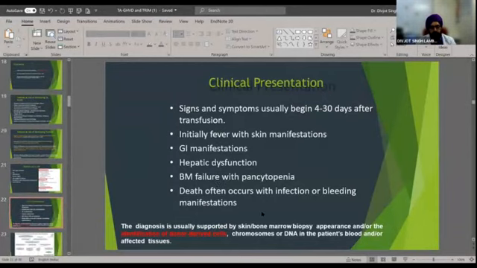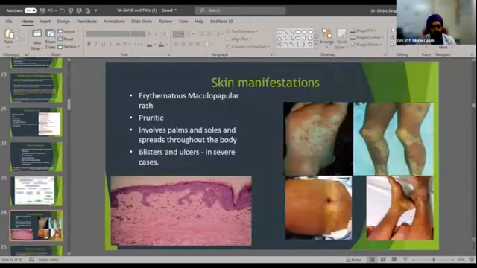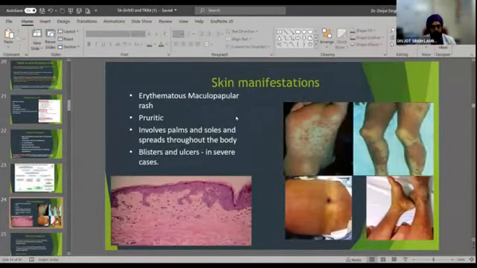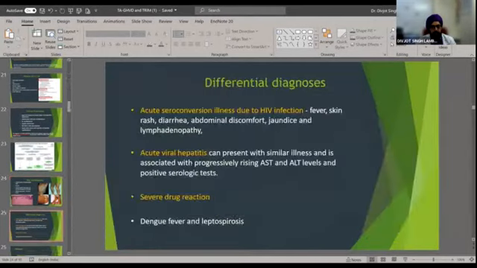So what would be the clinical presentation in this case? Signs and symptoms usually begin within 4 to 30 days. It would be initial fever with skin manifestations, GI manifestations, hepatic dysfunction, and bone marrow failure with pancytopenia. The skin manifestations include erythematous maculopapular rash, pruritus, which will involve the palms and soles and spread throughout the body, and blisters and ulcers in severe cases.